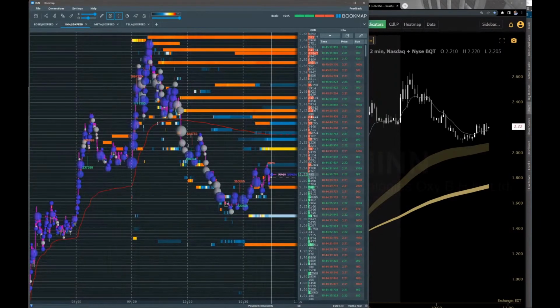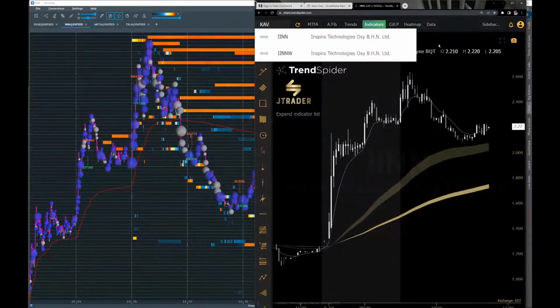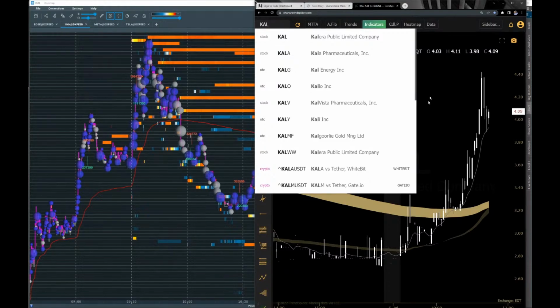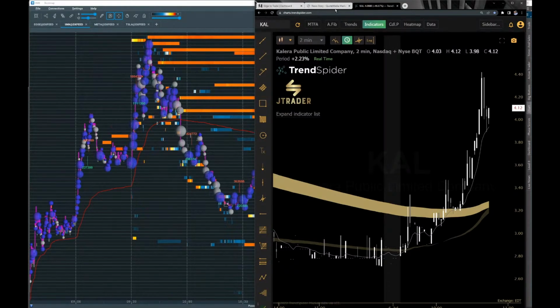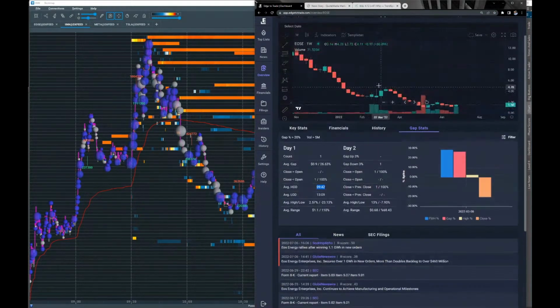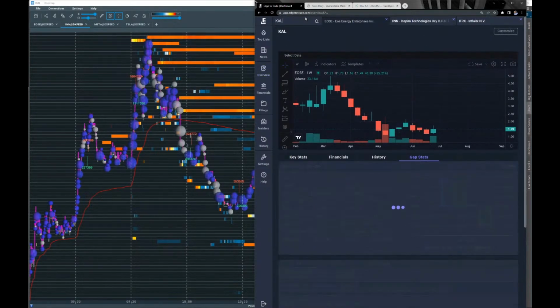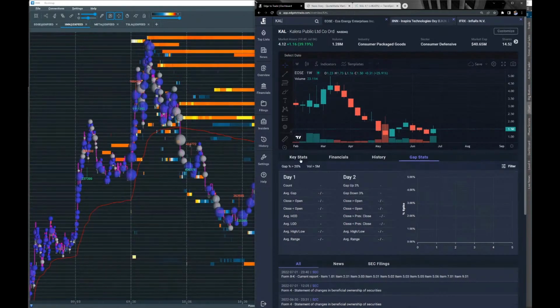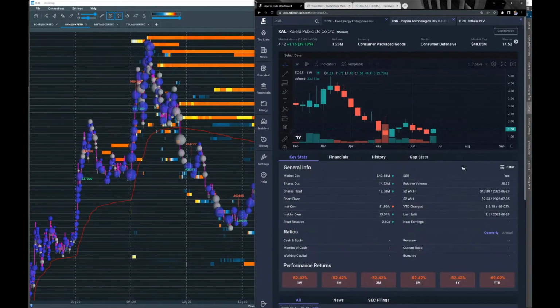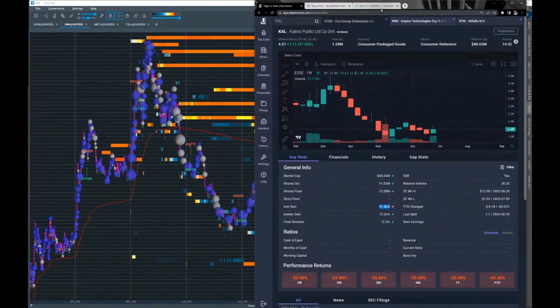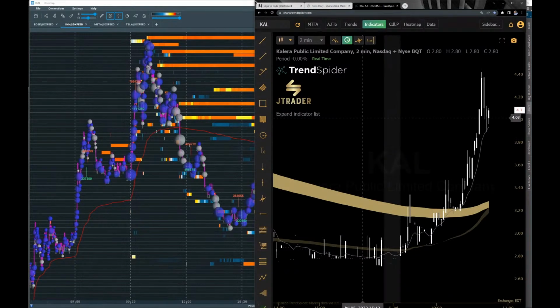We have other movers. So we have, for example, KAL. All these stocks are small floaters. So KAL over here has SSR on, 12 million float, institutional 91%. No news today. And also I still see over here a low volume, so I won't be trading this for now.